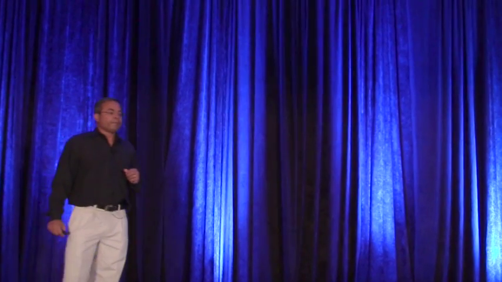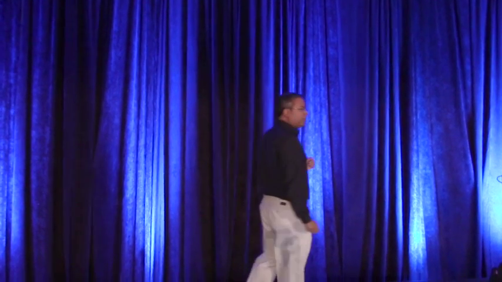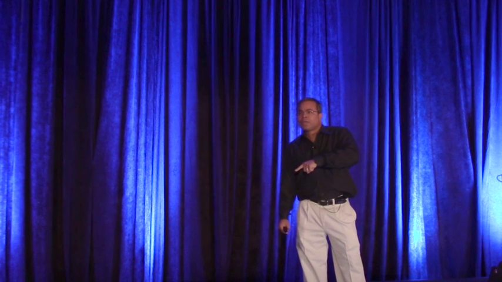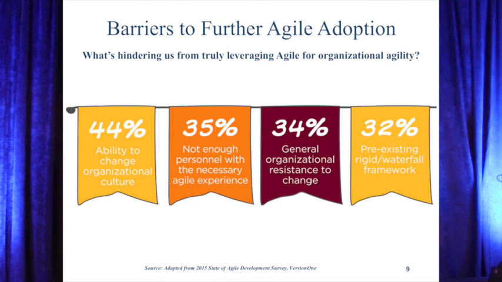Here we go, our friends from Version 1 again. In their State of Agile Development Survey, Version 1, of course, the tool company, but they have the State of Agile Development Survey. Every year, they look at a number of things in the Agile field. And I think they're up to their 10th year, and these are some of the results from that survey. They're telling us what are the barriers to further Agile adoption.